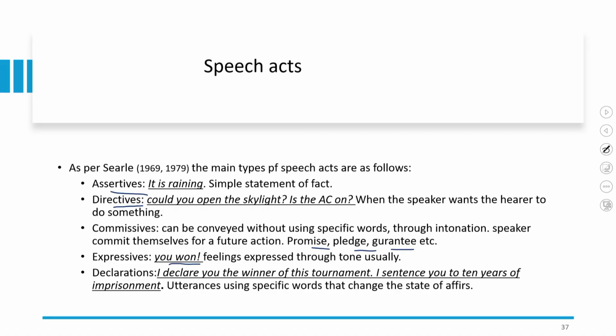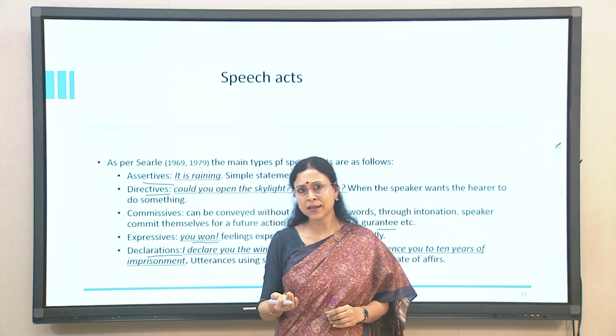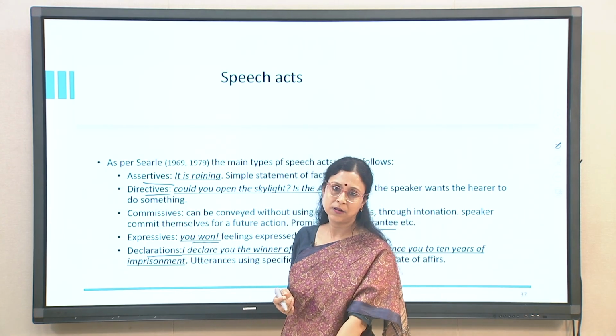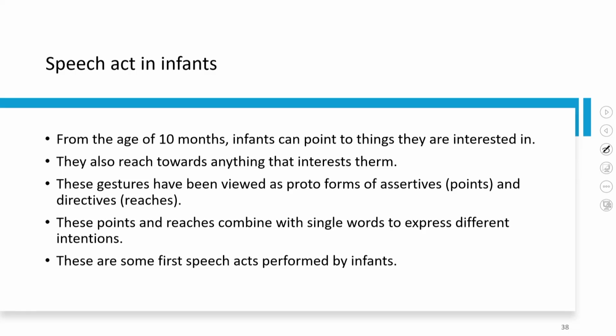Then you have declarations. Declarations mean I declare you the winner of this tournament. Often these are used in a formal setup, a specific utterance for a specific kind of context. I declare you the winner of this tournament, or I sentence you to 10 years of imprisonment by a judge in a court. These kinds of sentences will be called declarations. These are the speech acts as far as Searle is concerned. These are the ones that he gave.